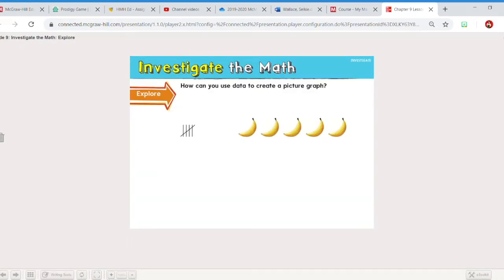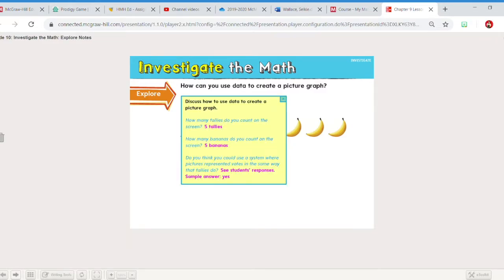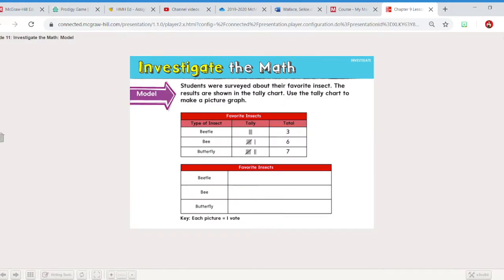It says, how can you use data to create a picture graph? Well, it looks like we have 5 tallies and 5 bananas. Is there a way that we can combine these things? Is there a way that we can use it to tell the same information? And I want to give you a second to think about it as we move forward. The way we can combine these is what's called a picture graph.